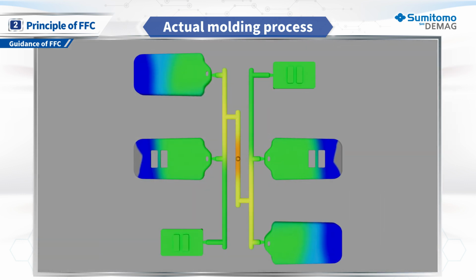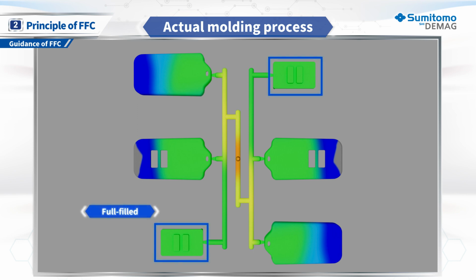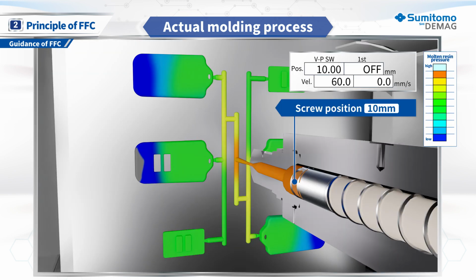The filling balance differs in this mold because of the difference in the size of each molded product. For example, at this stage, there are full-filled and short-shot products. These short shots occur due to their larger volume than the others. How would you handle this situation?